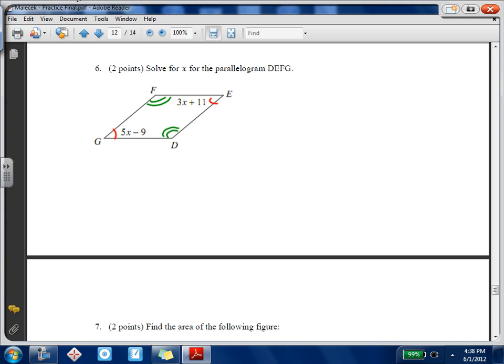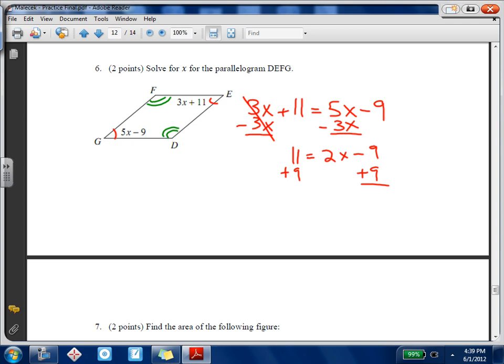If they're congruent, that means they're equal, so all we need to do is set 3x plus 11 equal to 5x minus 9. At this point, you can pick any term to switch sides. I'm going to switch to 3x, so I'm going to subtract. 3x minus 3x will be 0, so it drops out. 11 equals 2x minus 9. We add 9 to both sides. 20 is equal to 2x. And the last part is divide by 2, so x equals 10.